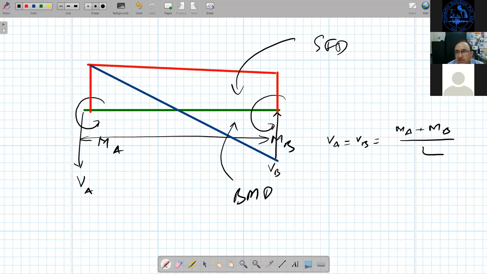That's why the yielding will occur there, and we have to provide confining reinforcement to take care of the yielding, and we have to provide shear reinforcement also more near the support because there the shear force is going to be higher. Okay.